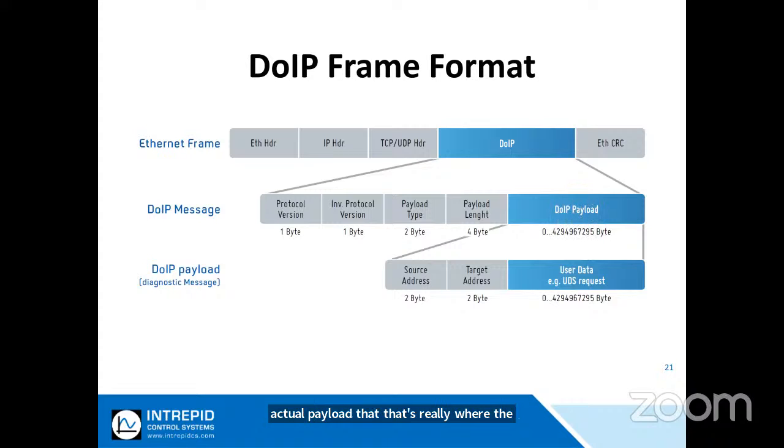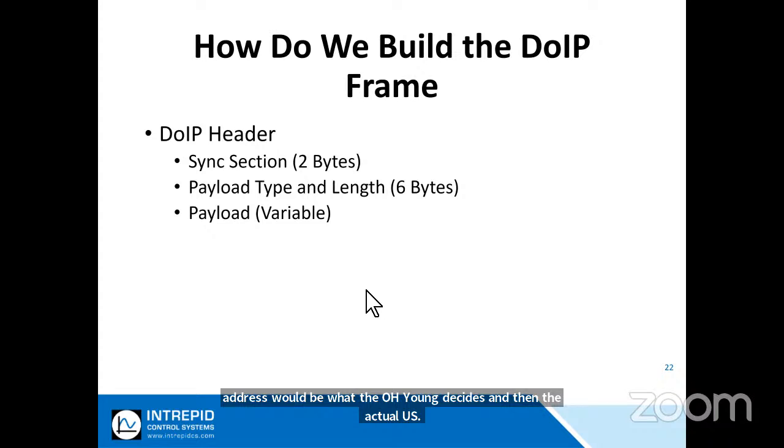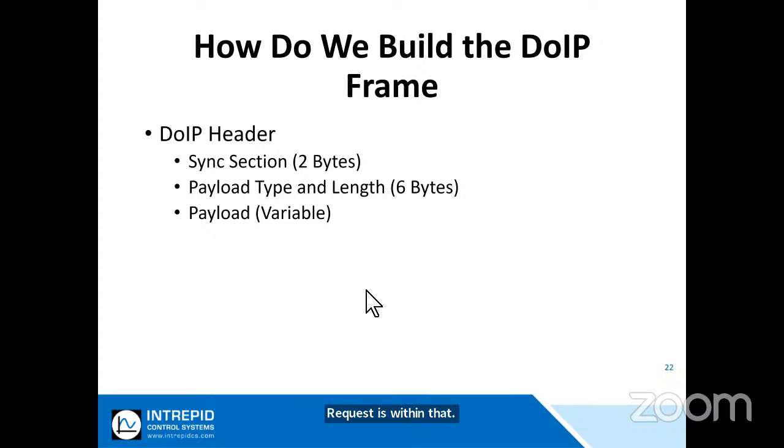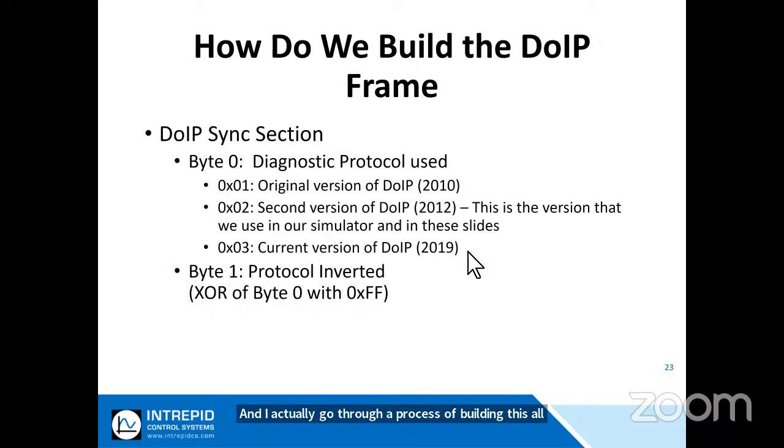That's really where the UDS diagnostics would be. But we'll talk about the housekeeping we have to do before we even get to that point. That's actually the last step. We're only at the second step. And then inside the DoIP payload, it breaks apart pretty easily. There's a source address and the target address. The source is going to be your test tool. I'll show you those ranges in a second. The target address would be what the OEM decides, and then the actual UDS request is within that. And I actually go through a process of building this all up and showing you how it's built.